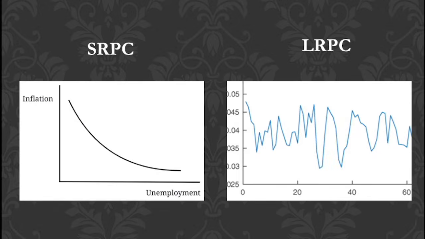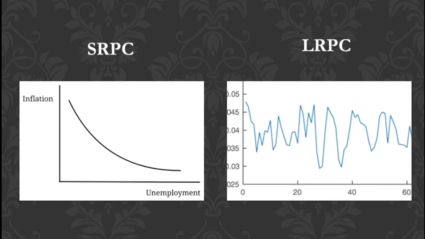Now we'll talk about the short-run Phillips curve or SRPC. This is a downward sloping curve showing the short-term trade-off between inflation and unemployment. Whereas in the long-run Phillips curve or LRPC, we can observe that workers' inflation expectations adjust and the curve becomes vertical at the natural rate of unemployment, meaning there is no permanent trade-off between inflation and unemployment.